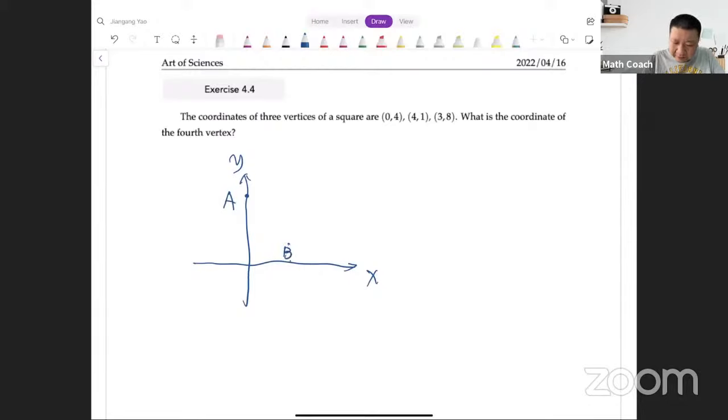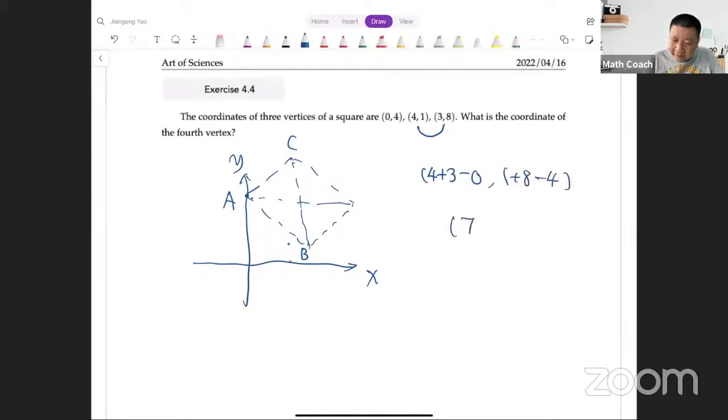C is X equals 3, Y equals 8. So it's kind of like here. So what the situation would look like, roughly speaking, could be like that. And then once you determine the order, you can easily use the midpoint formula, right? So that means you add up these two coordinates, 4 plus 3, and then minus the third one, 1 minus 8 plus 4, and then it becomes 7 and 5. Okay.